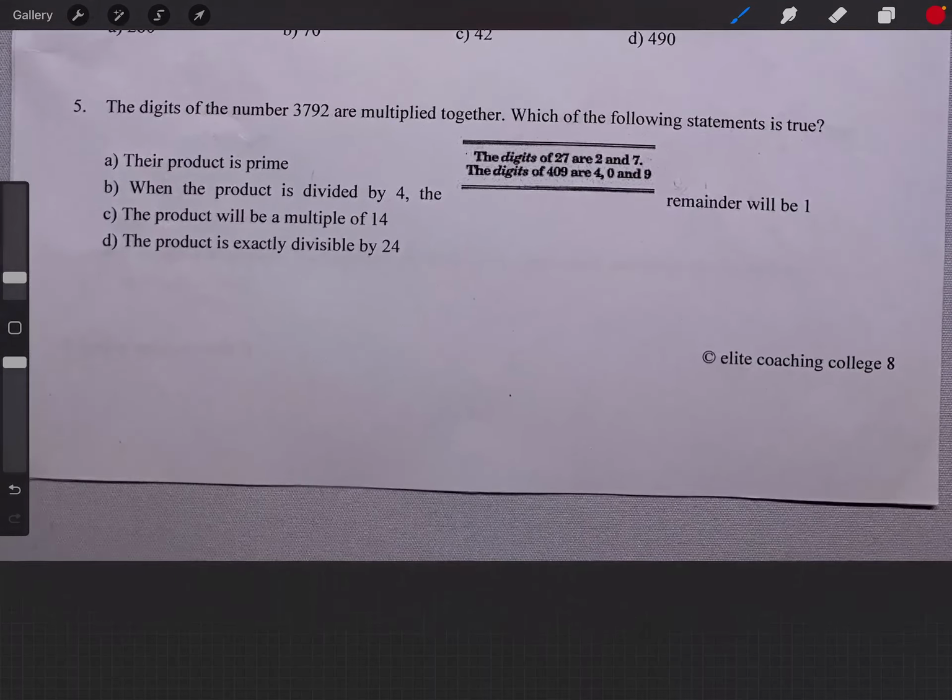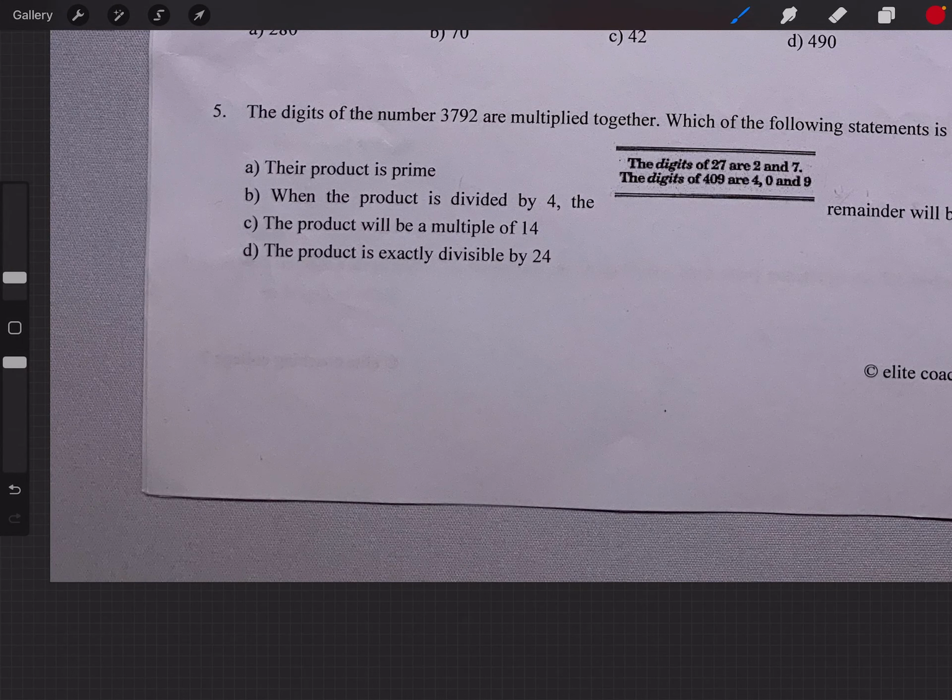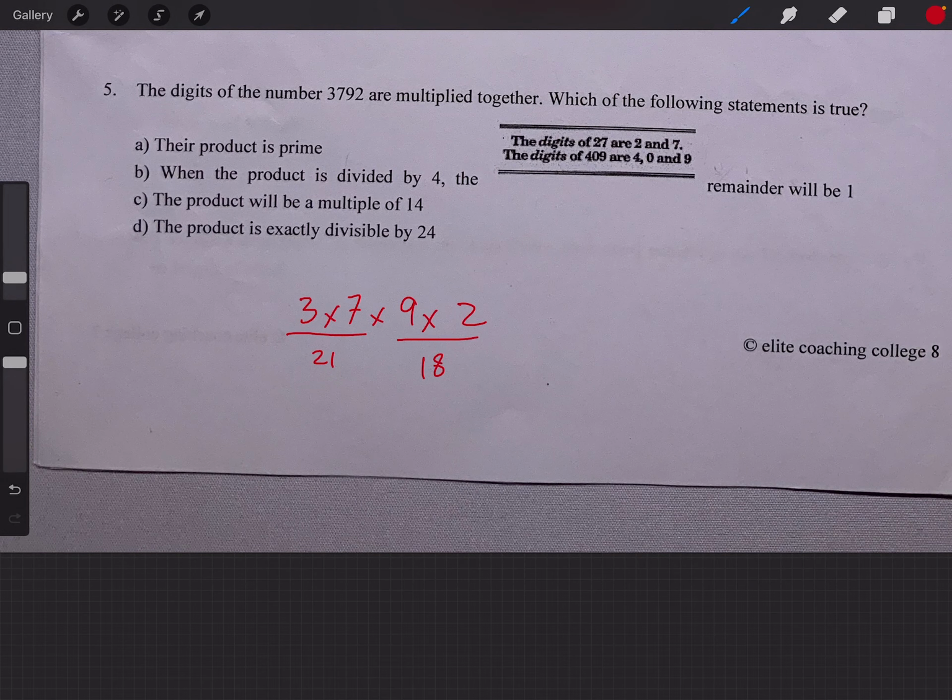Question, last one. The digits of the number 3,792 are multiplied together. Which of the following statements is true? Okay, so let's multiply it together, see what we get. 3 times 7 times 9 times 2. 3 times 7 is 21. 9 times 2 is 18. So it's 21 times 18. Let's just not get an answer. Let's see what happens here.